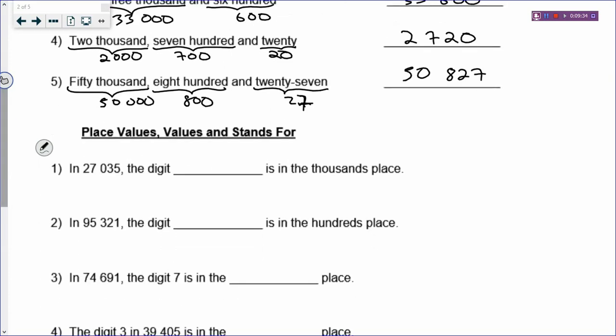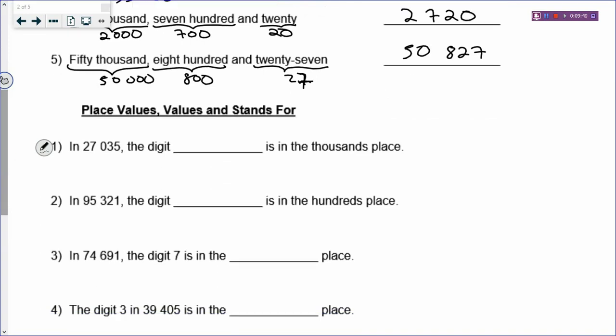Now the next one is your place value. Values, and what do you mean by 'stands for'? What do they represent? Now, let's look at the first one. In 27,035, which digit is in the thousands place?